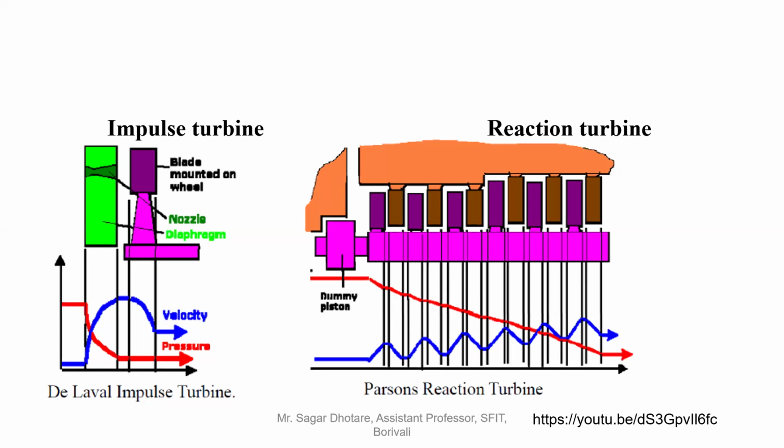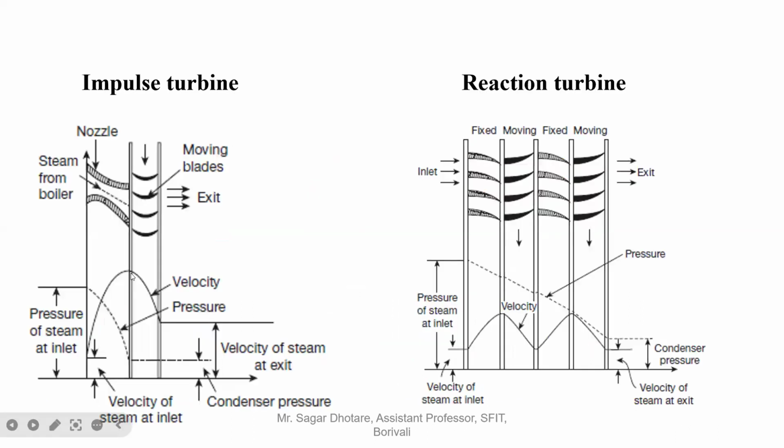Yesterday we have seen the difference between reaction turbine and impulse turbine. Also, we have seen how steam turbines work. Then we have also seen the basic classification of steam turbines, different laws, and the basic applications. Now today we will discuss the simple impulse turbine. Yesterday we have seen the difference between impulse and reaction.